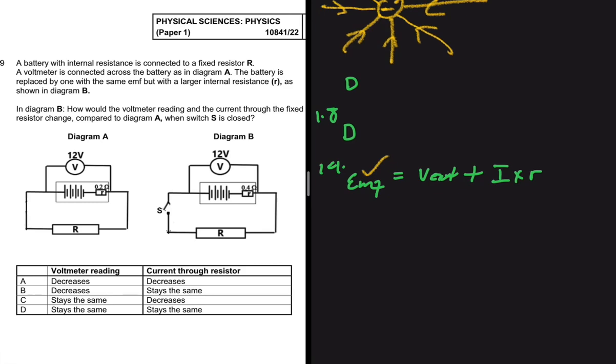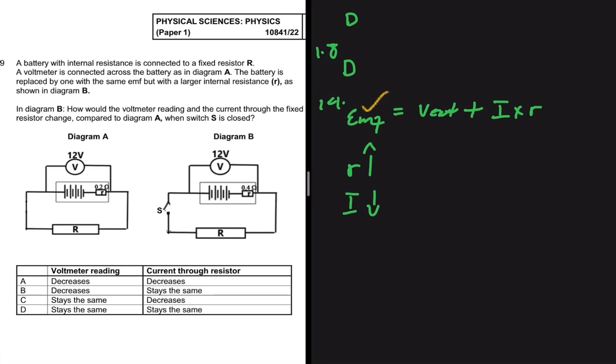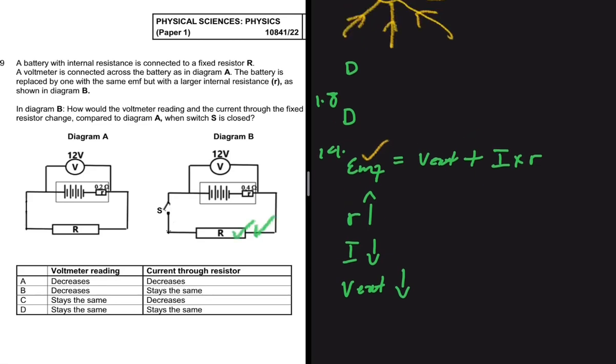If you increase the internal resistance, the total resistance of the circuit is going to increase, and then the current is going to decrease. If the current is going to decrease and the external resistance of the circuit is still the same, then V external will also decrease, because R, the external resistance of the circuit, is remaining the same.